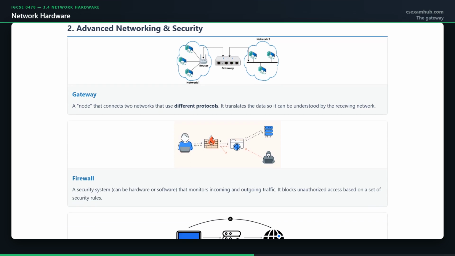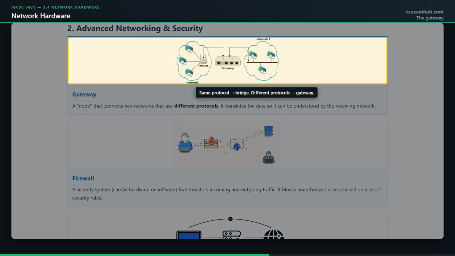A gateway is a node that connects 2 networks which use different protocols. It translates the data so that the receiving network can understand it. Put the bridge and the gateway side by side, and the distinction is clean. A bridge joins two networks that already speak the same language, so nothing needs translating. A gateway joins two that do not, so translation is its entire purpose. If a question mentions different protocols, the answer is a gateway. If it says the same protocol, it is a bridge. That single word in the question is doing the work.